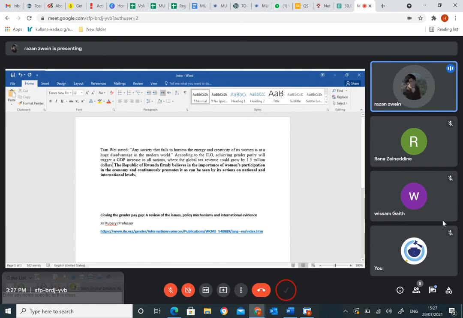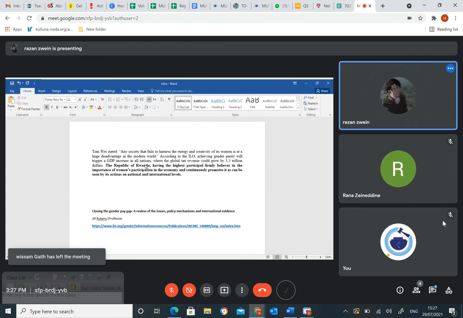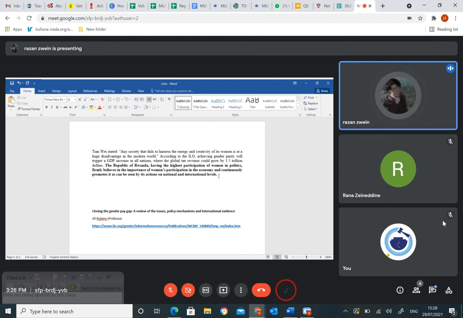Let's say I can add here the Republic of Rwanda having the highest participation of women in politics, firmly believes in the importance of women's participation in the economy and continuously promotes it, as can be seen by its actions on national and international levels. Now, this introduction has everything the reader wants: the catchy hook, the statistics, the evidence of your country's stance and your country's stance. After that, you include your national and international actions, and of course, you write your recommendations.